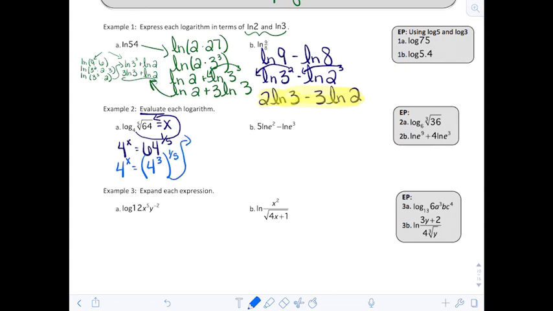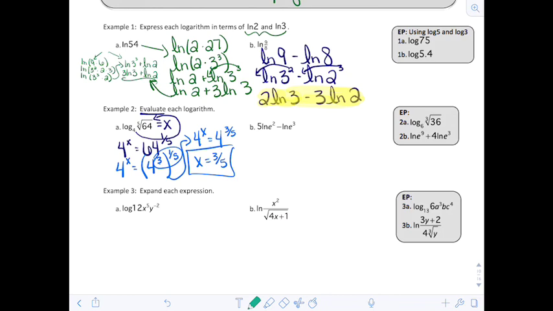From our properties of exponents, 4 to the 3rd and then to the 1/5, we're going to multiply those together. So 4 to the x will equal 4 to the 3/5. And then because the bases are the same, I know that x is equal to 3/5. And that is the value of that expression, log base 4 of the 5th root of 64.